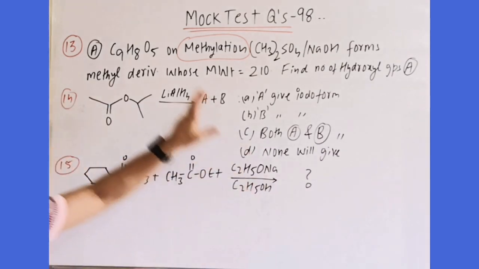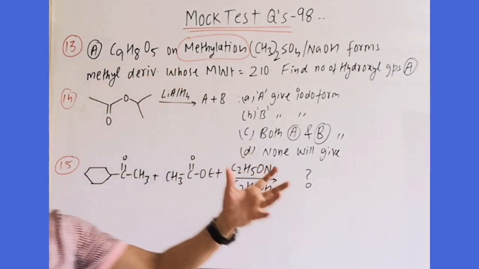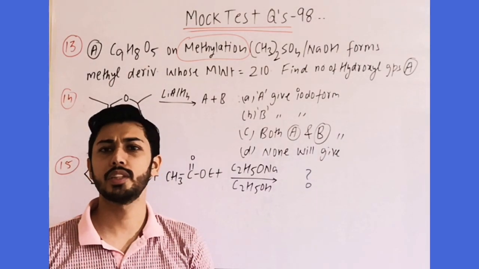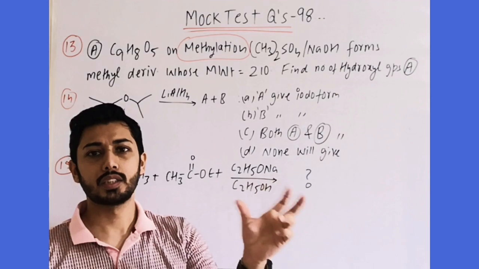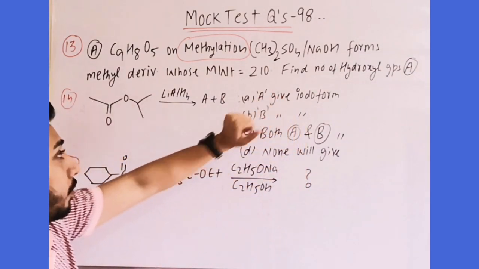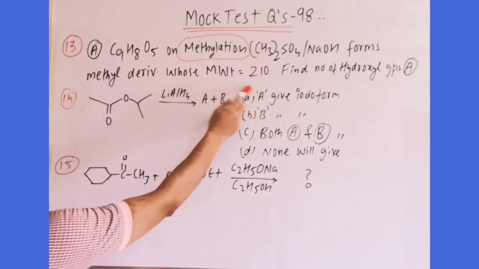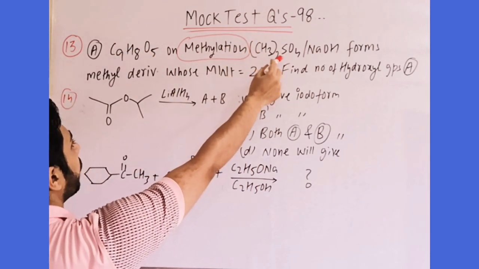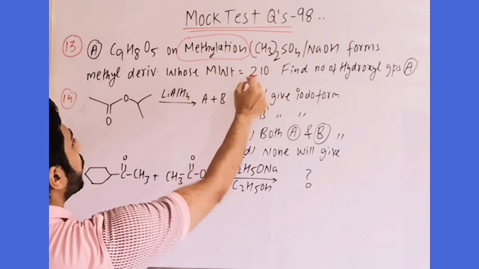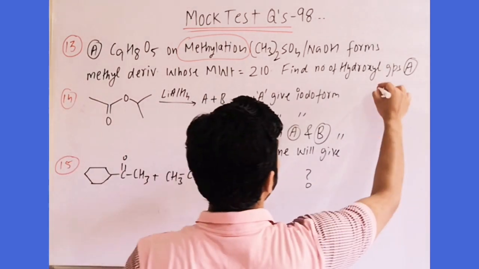Now here, how many oxygens are there? 5. We do not know how many phenols are there and what is the structure. We are not bothered about that. Why? Because simply by doing the subtraction and division we can find the answer. How? The final reaction of A with the methylating reagent will give you a compound which has molecular weight 210.